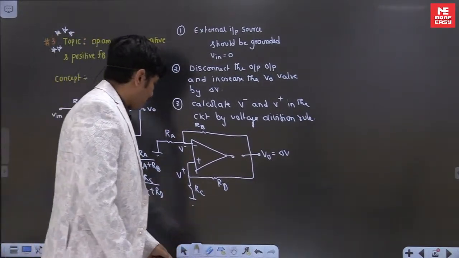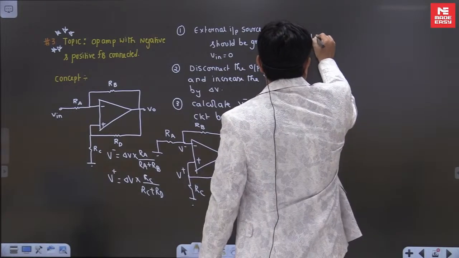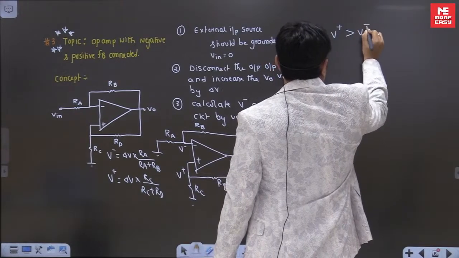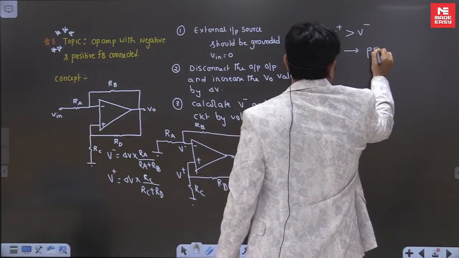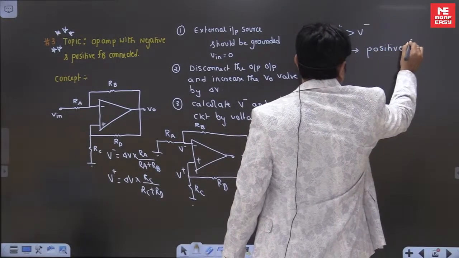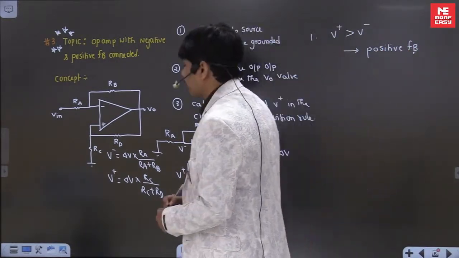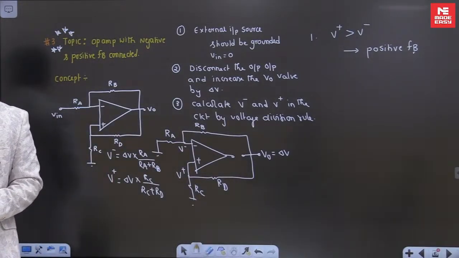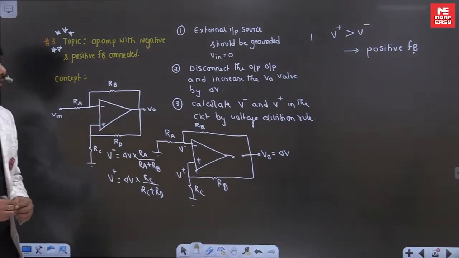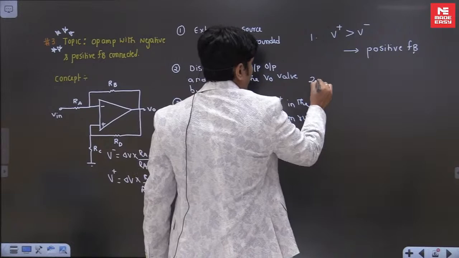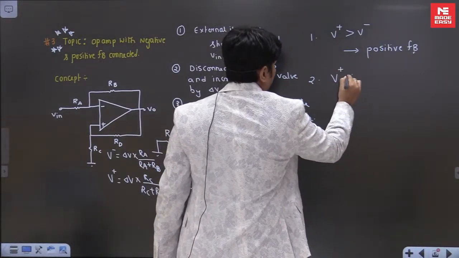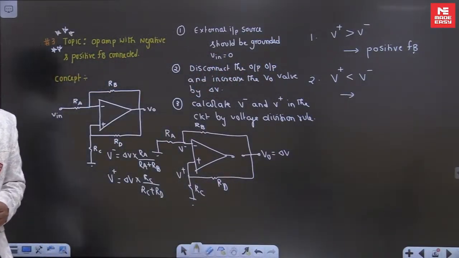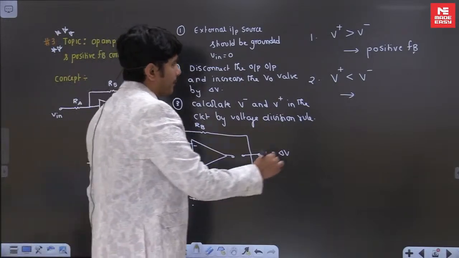What are the rules we have to follow here? Rule number 1: if V plus is greater than V minus, it is a positive feedback. Positive feedback will dominate the negative feedback. In the second case, if V plus is less than V minus, that is, if the non-inverting side is less than the inverting side, we can say it is a negative feedback.